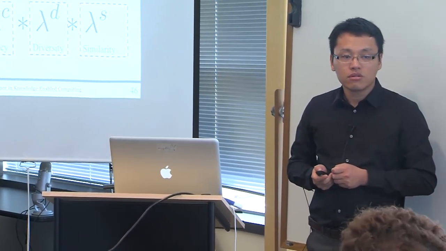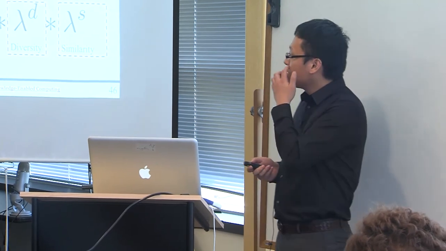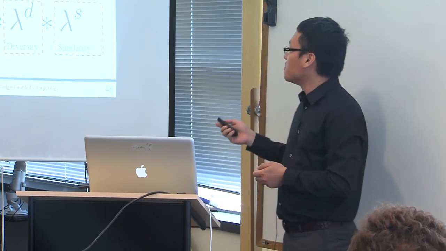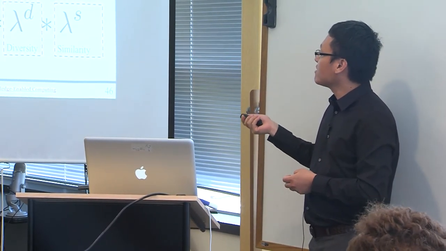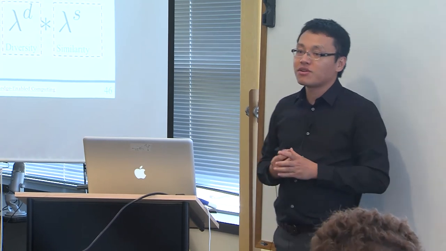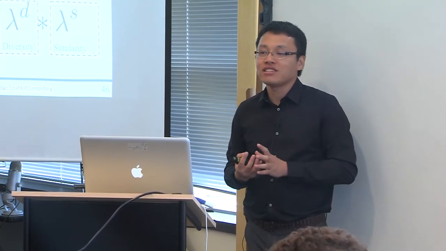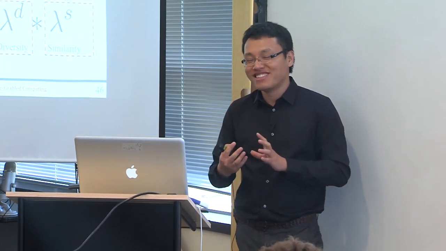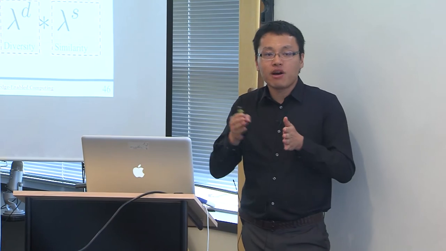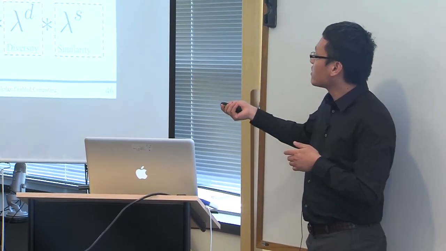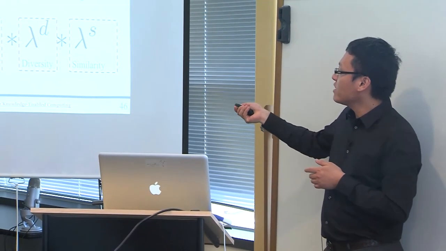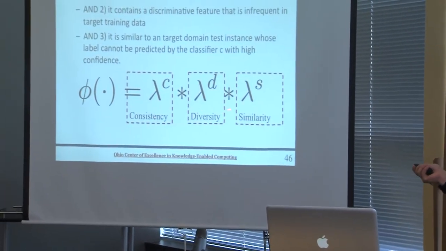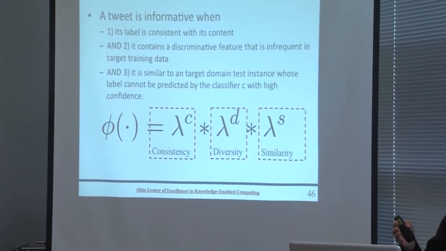So why do you use a multiplication here, not other ways to compare? So Dr. Chen is asking me, why do I use multiplication instead of other things? The reason why I use multiplication is, when it is multiplication, if one factor drops a lot, it will dramatically affect this score. So basically, this will achieve a high value only when each component is high. Versus if it's plus, then it wouldn't affect it that much.